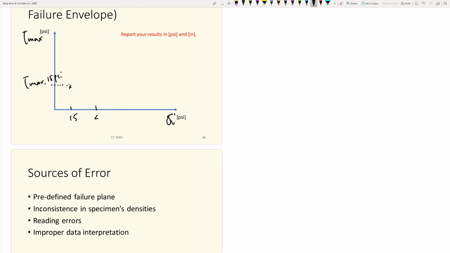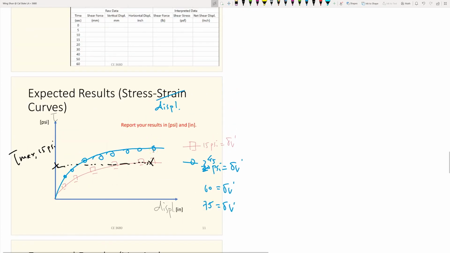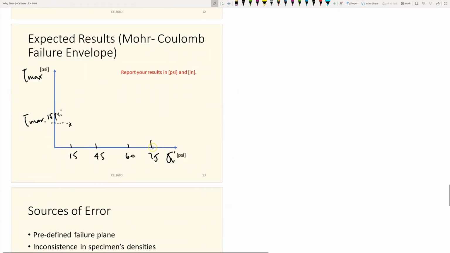So you also do it for 45 psi, 60 psi, and 75 psi. And for each test, you have the stress strain curve and also the corresponding maximum shear stress. So you will have that one here, that one here, and that one there. So with 4 data points, now you can fit a straight line. So I try to draw a straight line there. So this could be the straight line that you have.